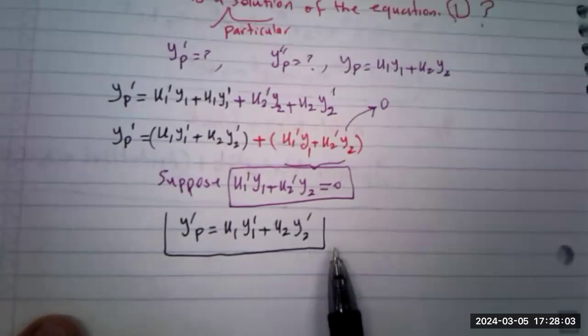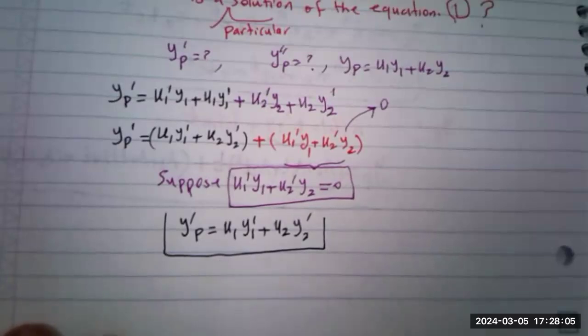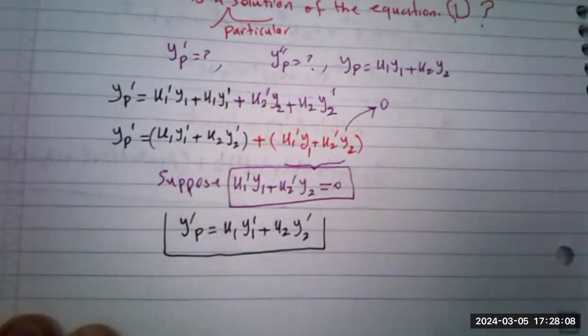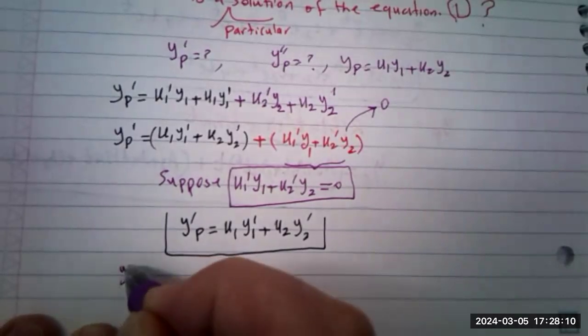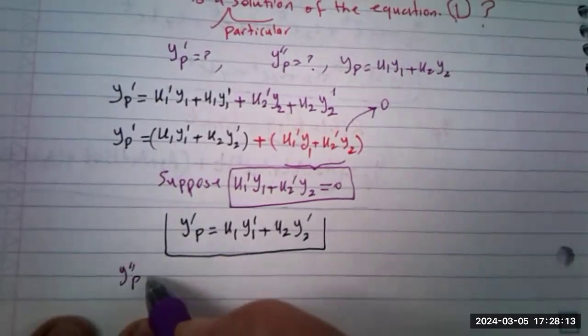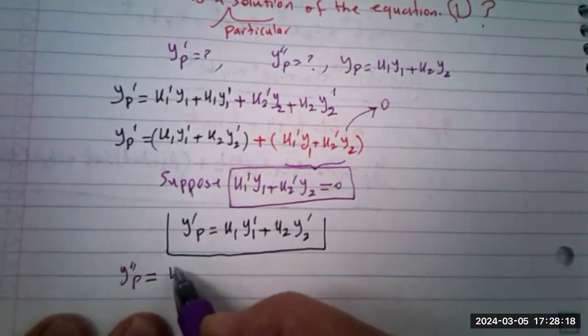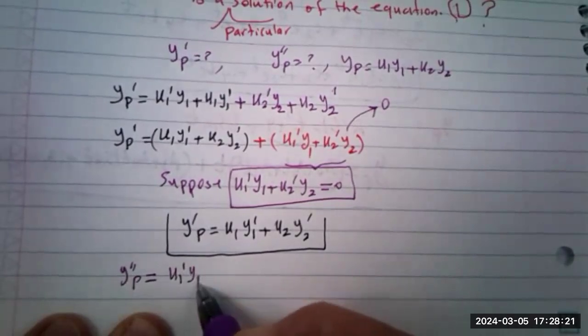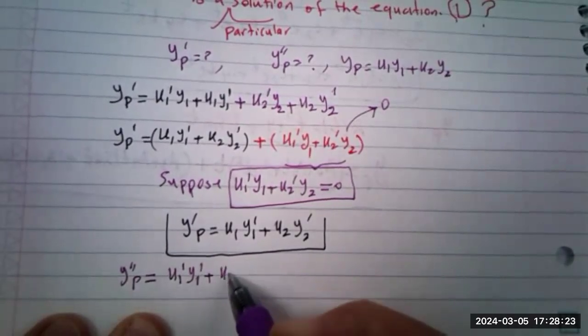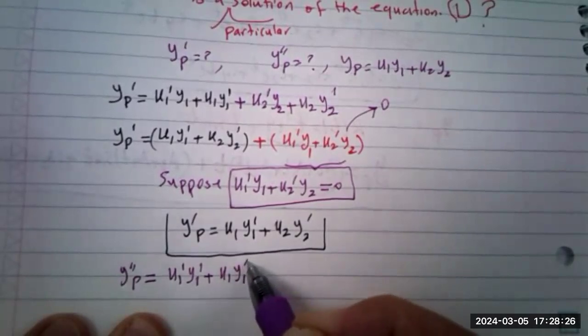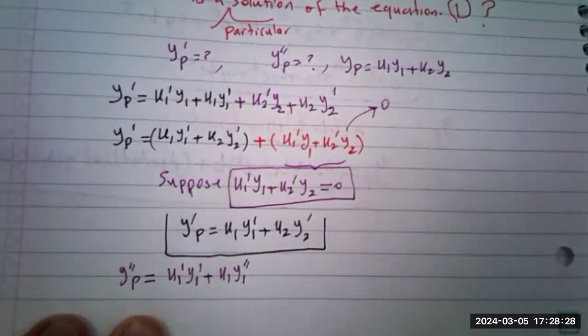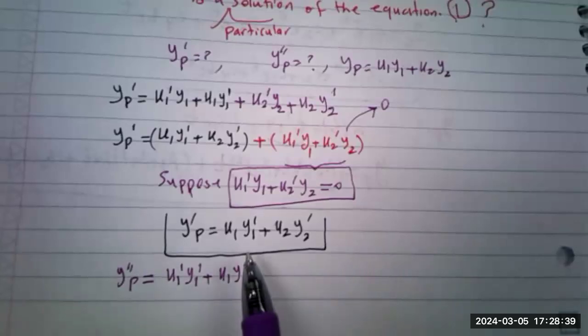Okay, now let's find the second derivative. Differentiate again. So we go to y double prime. y double prime of p is equal to the product rule again. Derivative of the first times the second gives you u1 prime y1 prime plus u1 times y1 double prime. For the y, it's okay to get the y double prime, because y1 and y2, remember, are solutions of the homogeneous equation. So we can take care of that, but not for the u1. Okay, so that's the first one.